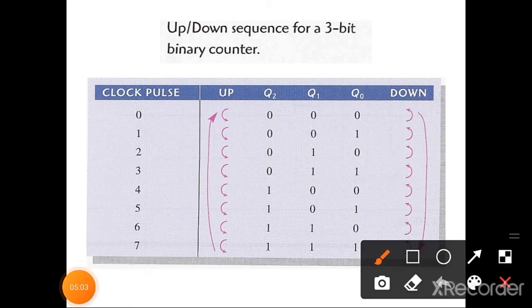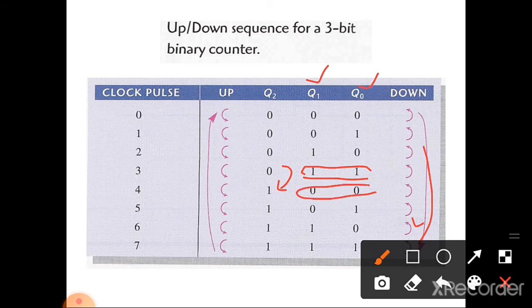Here in this figure, for the up-down counter, when Q0 and Q1 both are 1, then Q2 changes from 0 to 1. For a down counter, what will happen? For a down counter, when Q1 and Q0 both are 0, then Q2 changes from 1 to 0. So these are the conditions.